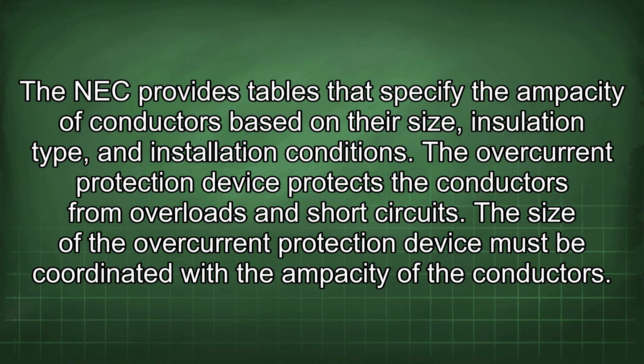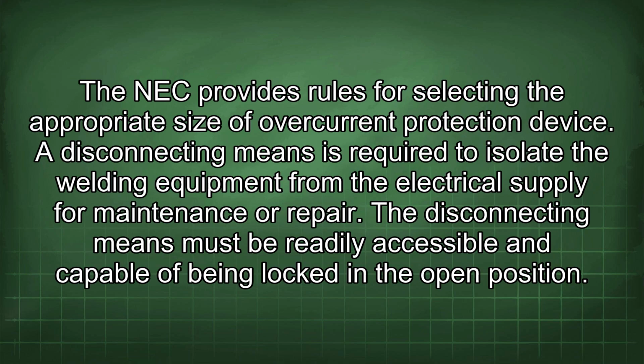The overcurrent protection device protects the conductors from overloads and short circuits. The size of the overcurrent protection device must be coordinated with the ampacity of the conductors. The NEC provides rules for selecting the appropriate size of overcurrent protection device. A disconnecting means is required to isolate the welding equipment from the electrical supply for maintenance or repair.